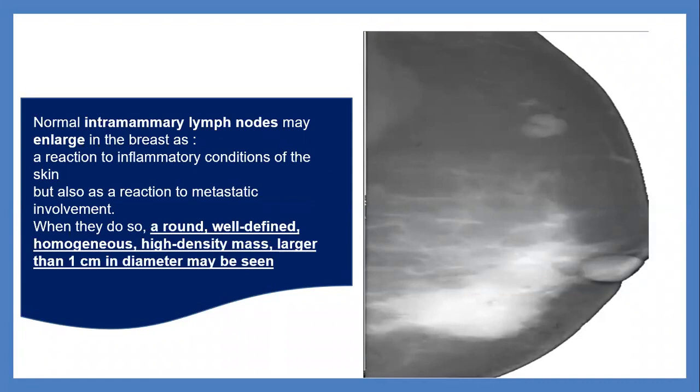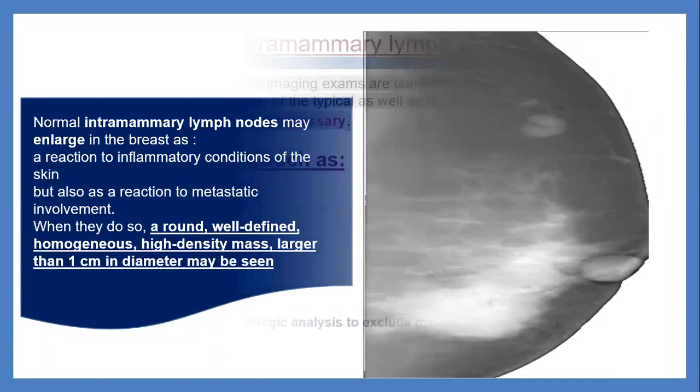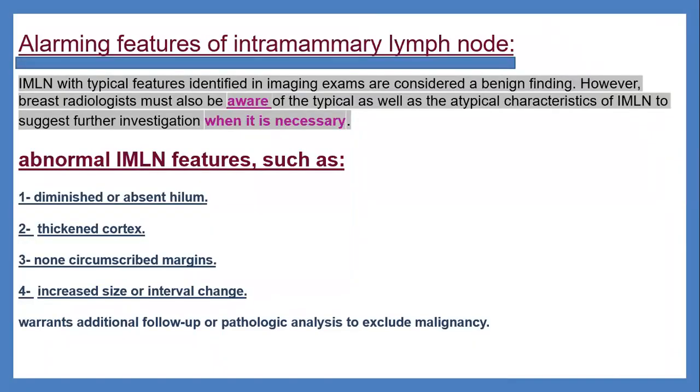Focal bulge of the cortex, representing focal infiltration. Cortical thickening: diffuse or focal? So we have to be aware of the typical and atypical characteristics so as to understand when we have to do further investigation for this intramammary lymph node when necessary.